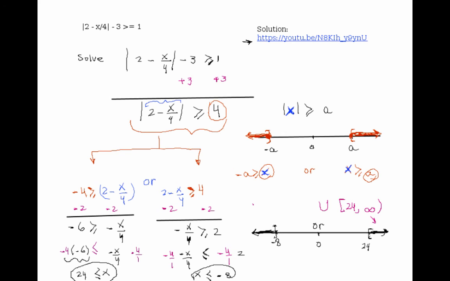Now I'm going to put union, or. How do you write this one? That would be brackets, right? Negative 8, comma, very good, negative infinity. Good job. That's how you would write this in interval notation.